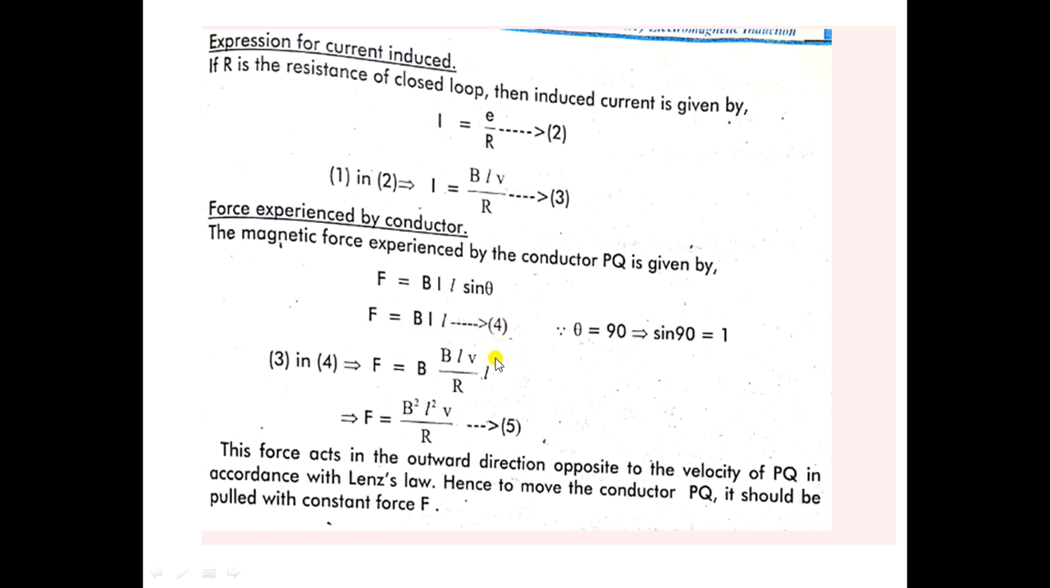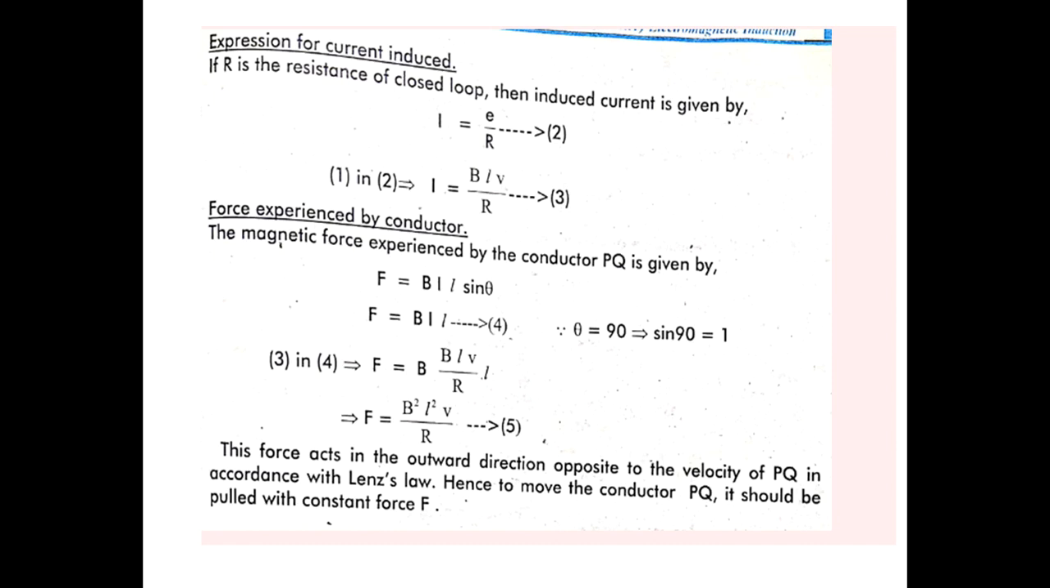From equations 3 and 4, putting 3 in 4, F is equal to B into the value of I, which is BLV by R, into L. So F is equal to B square L square V by R. Suppose that is equation number 5. This is the force experienced by the conductor, F is equal to B square L square V by R.